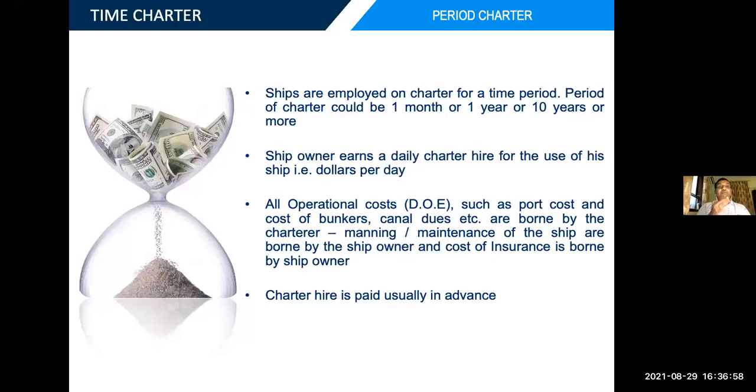And third is protection and indemnity insurance, P&I club insurance. Protection and indemnity is nothing but an owners' club. They give you third party insurance. Third party risk ko cover karta hai.